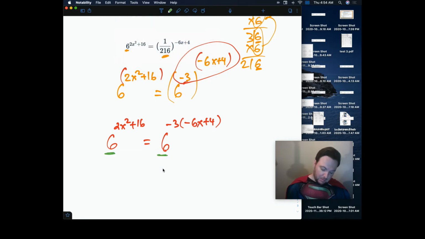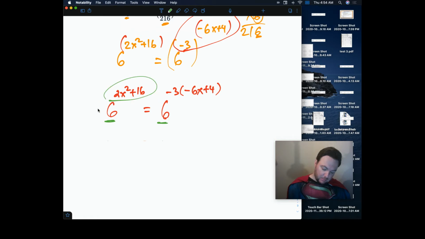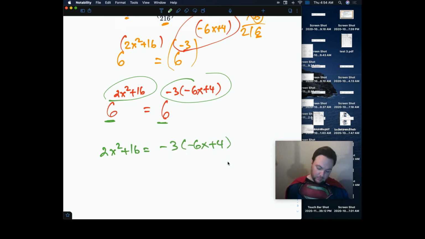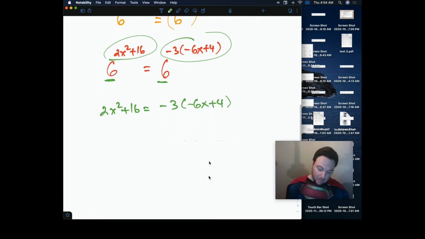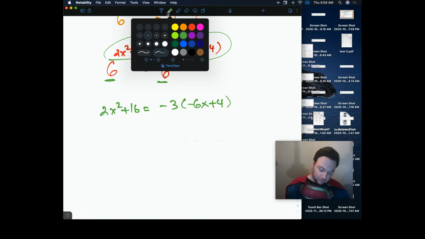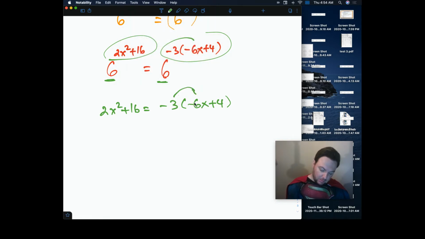When these match up, then the exponents match up. And this is going to give me 2x squared plus 16 equals negative 3 times (negative 6x plus 4). Okay, so big deal here is this is a quantity. And from here, we're just going to clean it up. So that means we're going to distribute. Okay. All right. So this gives me 2x squared plus 16 equals 18x minus 12.